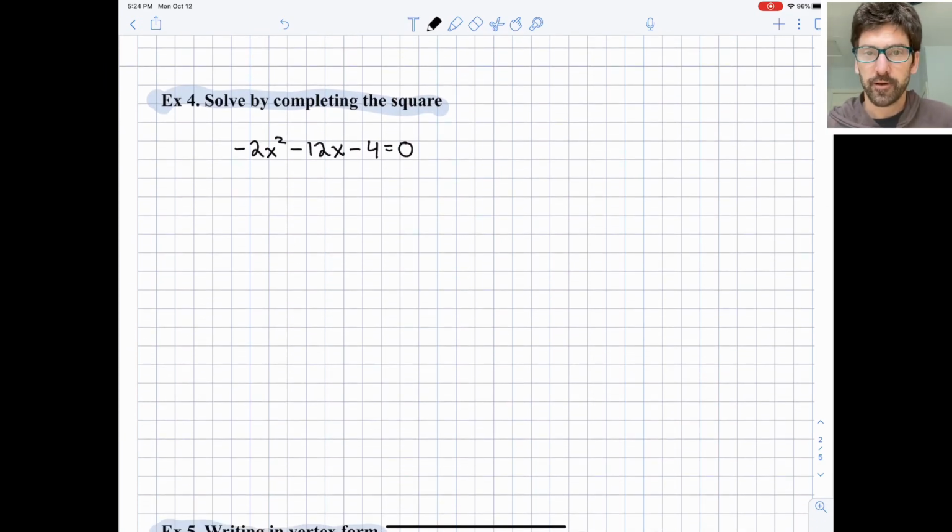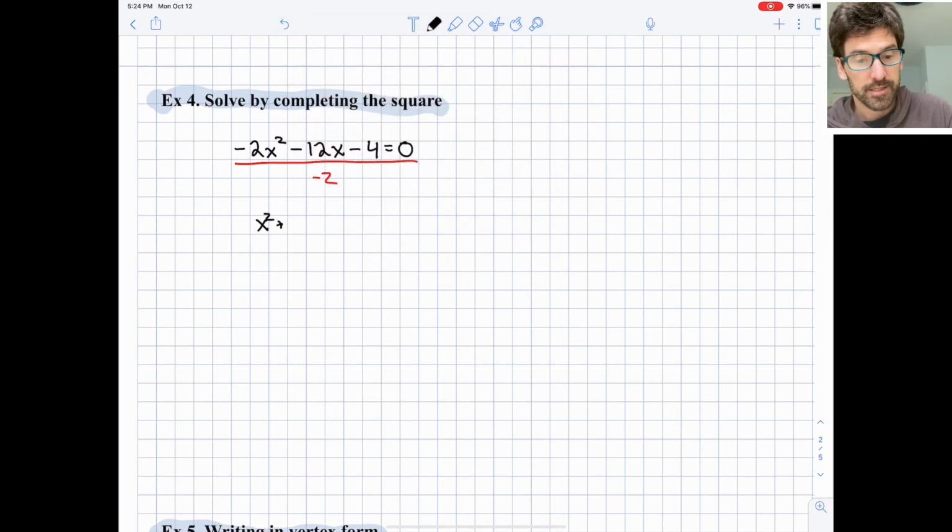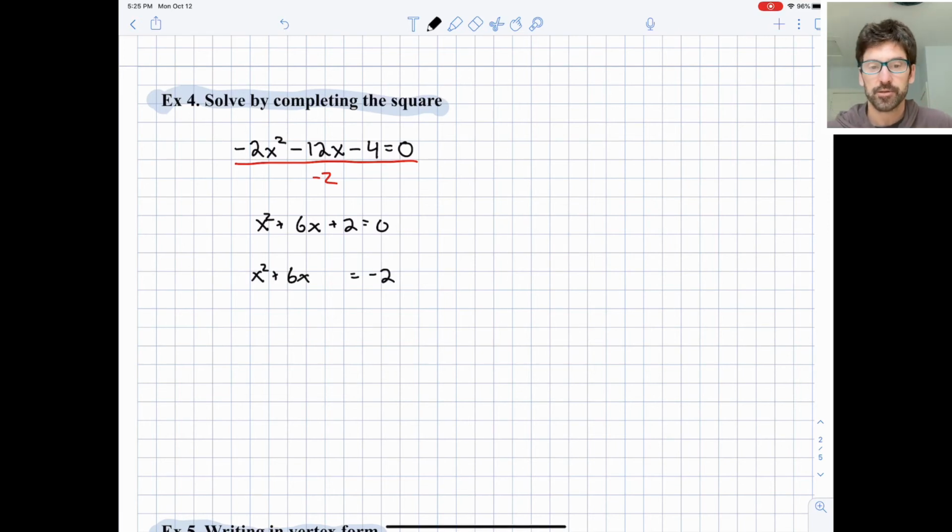Again, we're going to get rid of our a value by dividing both sides by it to kind of clean things up, simplify things a little bit. Let's divide both sides by -2. So I get x squared plus 6x plus 2 equals 0. Let's shift that constant term 2 over to the right side and leave a blank. So we're subtracting 2 from both sides.